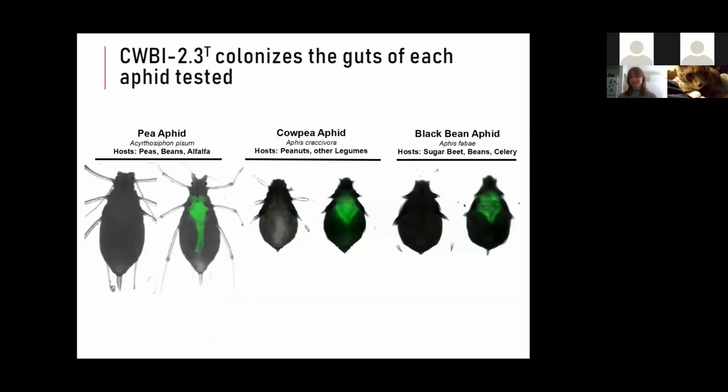But then, as I mentioned, of course, we want to test this in a few different aphids. So the aphid that I've been showing you pictures of is the pea aphid, which is a model aphid species that is most commonly worked with. And that's the one that I've done most of my work in, but we've also tested the colonization in the cowpea aphid, Aphis craccivora, as well as the black bean aphid, Aphis fabae, that it was originally isolated from. And you see this same pattern of gut colonization.